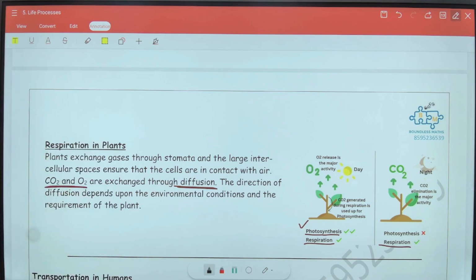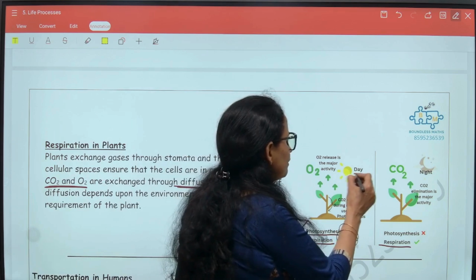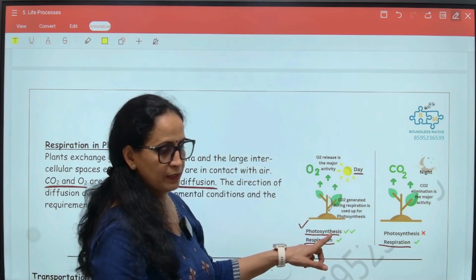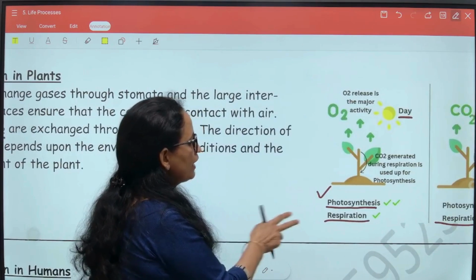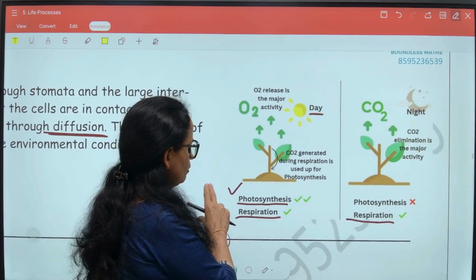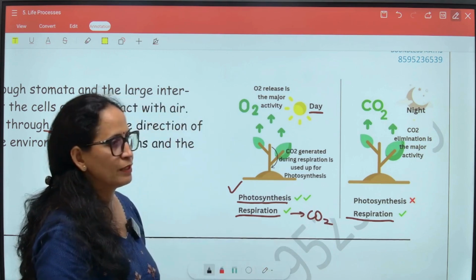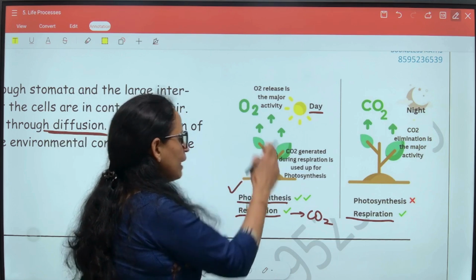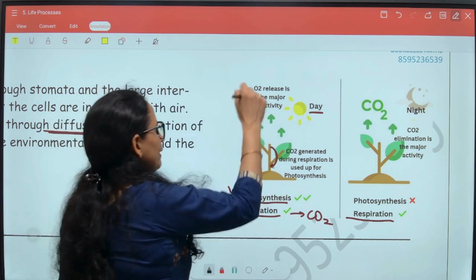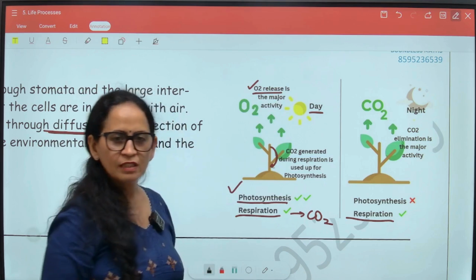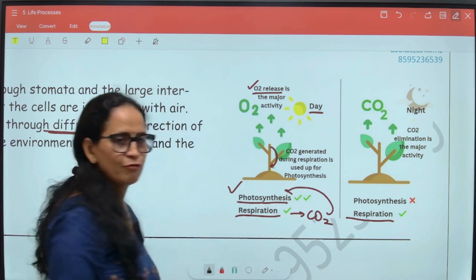Now which gas is being released or absorbed depends on the environmental conditions. For example, what happens during the day? Photosynthesis is also taking place. The end product of photosynthesis is what? It gives out oxygen, right? And respiration gives out carbon dioxide. So the carbon dioxide given out by respiration is used internally by the plant for photosynthesis during the day. So the major activity during the day is oxygen release; the carbon dioxide is not thrown out because it is needed for photosynthesis, so it goes as input into the process of photosynthesis, right?